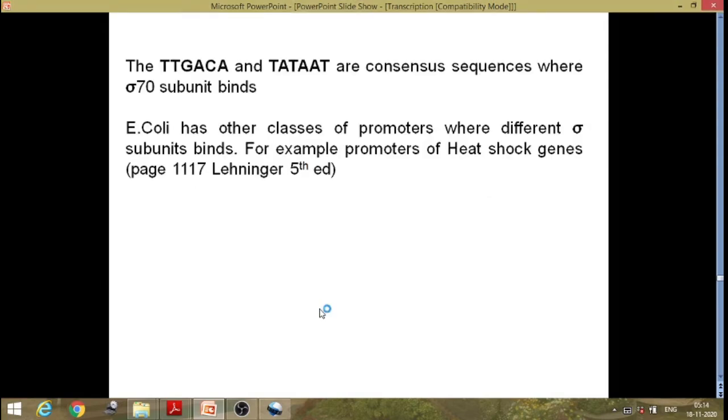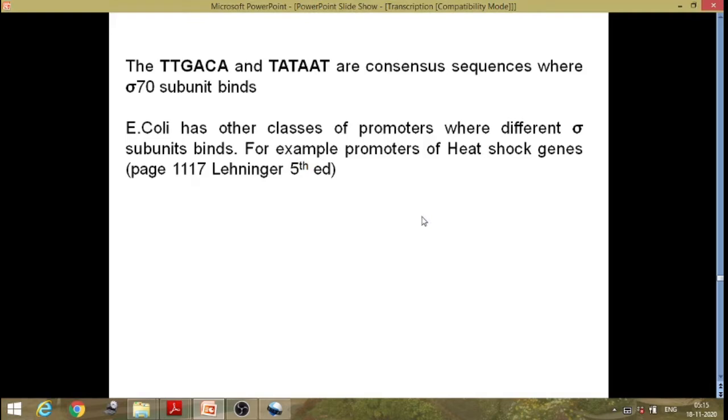So the TTGACA and TATAAT, these are the consensus sequences where sigma 70 subunit binds. But E. coli has seven different sigma subunits, and so different sigma subunits bind to different consensus sequences. So there are different promoters for different sigma subunits. For example, the promoters of heat shock genes are different from the promoters of the genes to which the sigma 70 subunit binds. It is sigma 32 which binds to the promoters of heat shock genes of E. coli.